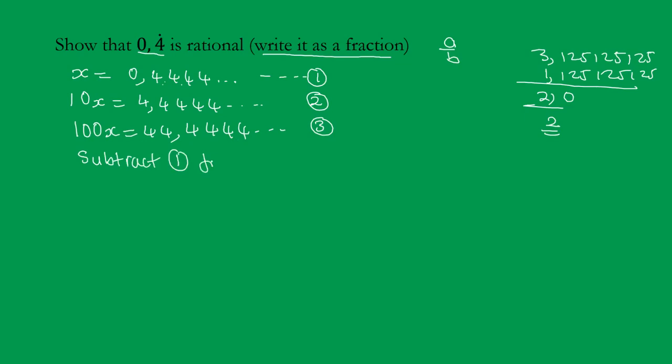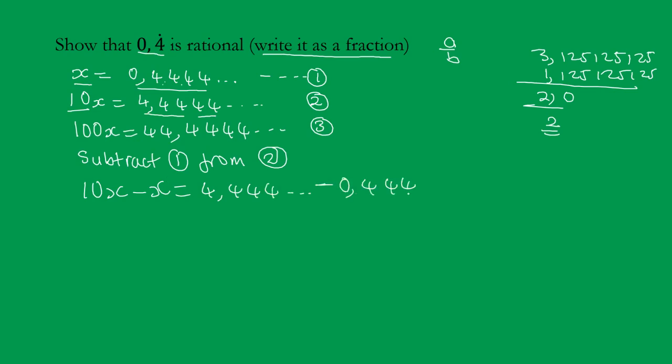Subtract equation 1 from equation 2. So we're going to say 10x minus x is equal to 4,444 minus 0,444, like that. Okay, and then the decimals are going to cancel each other out because if you subtract them, they're going to give us 0. So it's just the same as 4 minus 0 there. So 10x minus 1x is 9x. And then 4,444 recurring minus 0,444 recurring will give us 4.